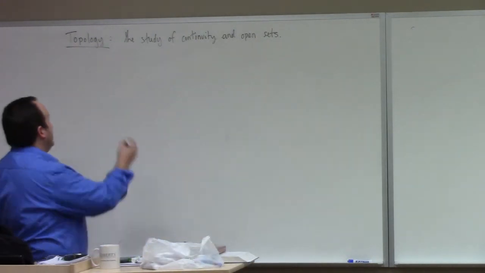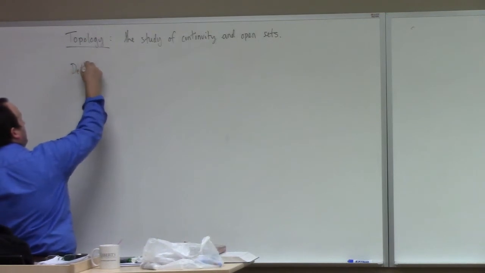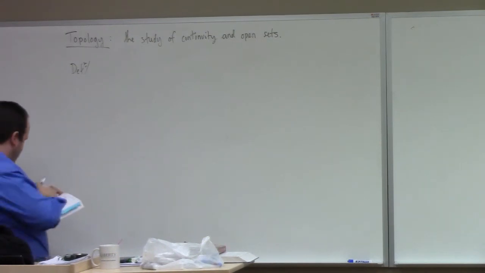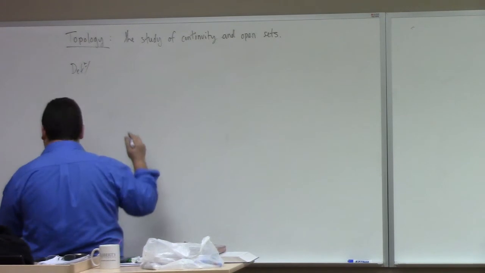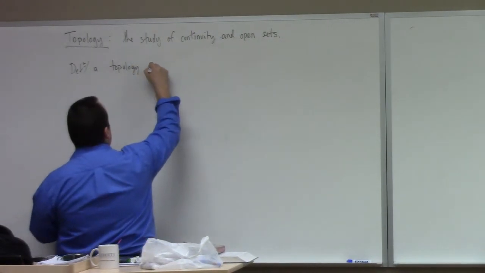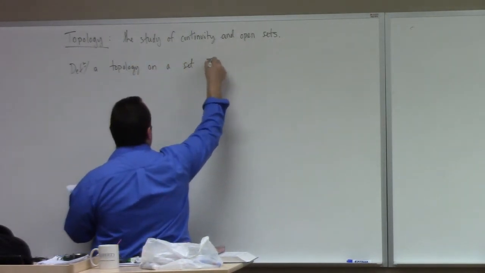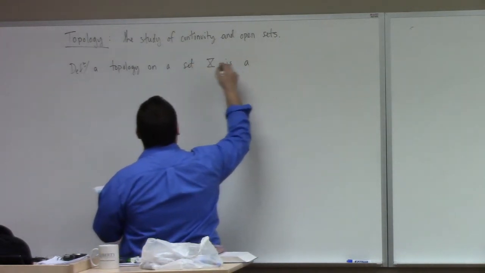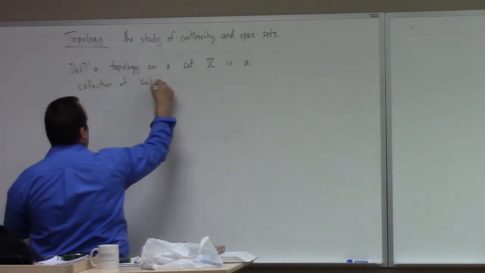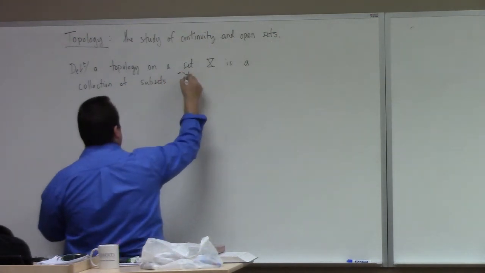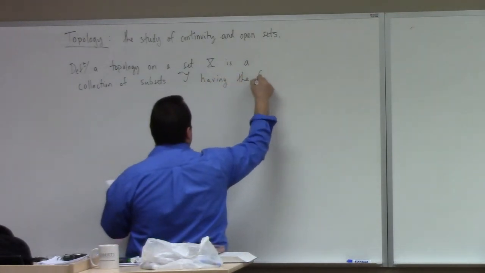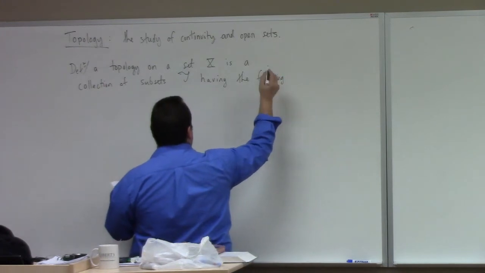So first things first, a definition. So a topology on a set X is a collection of subsets, which we'll denote by a cursive T, having the following properties.